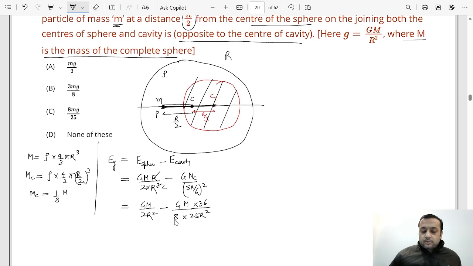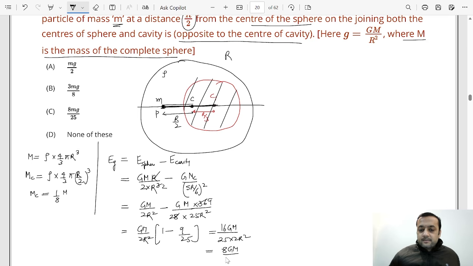All right, so look, we can take GM by 2R square common. Here 1 will be left, and if you make it 2 into 4 into 2, 4 into 9, so 9 by 25 is left, which means 16 by 25. So 16 GM by 25 into 2R square, that means 8 GM by 25R square, and GM by R square they are calling small g, so this becomes 8g by 25.